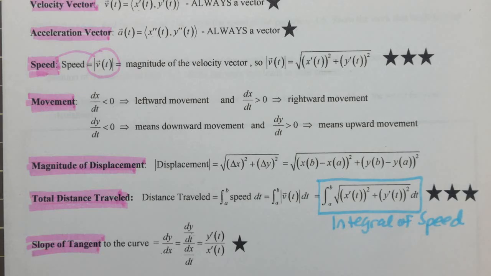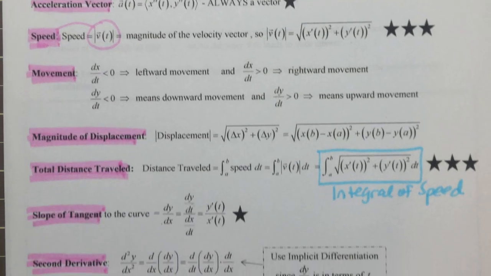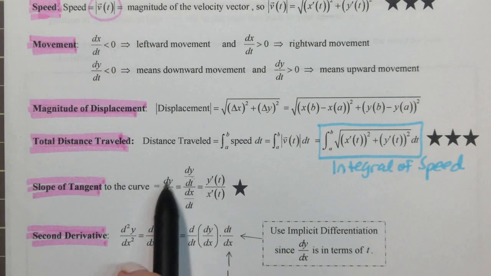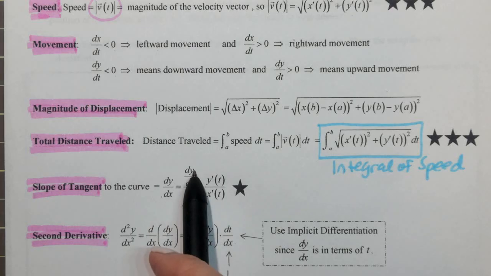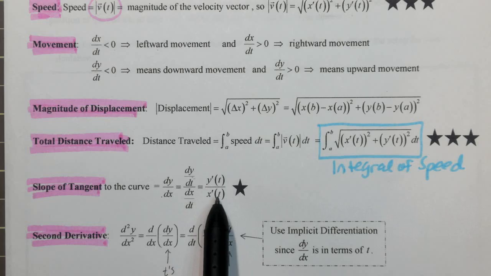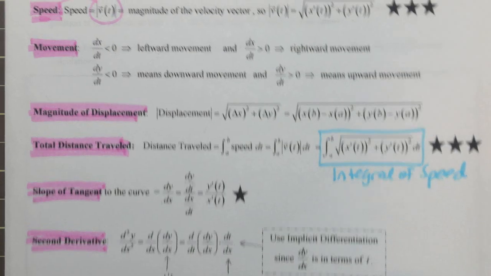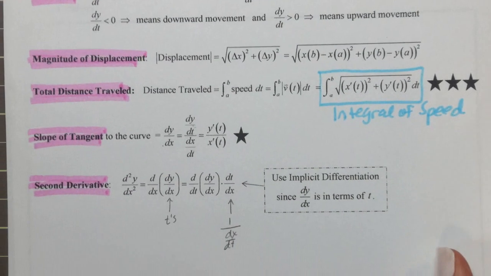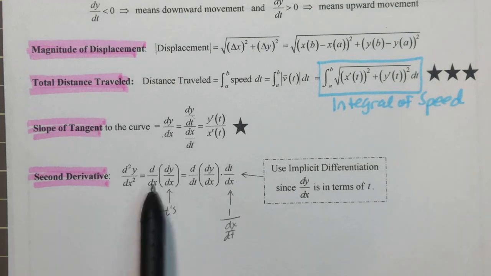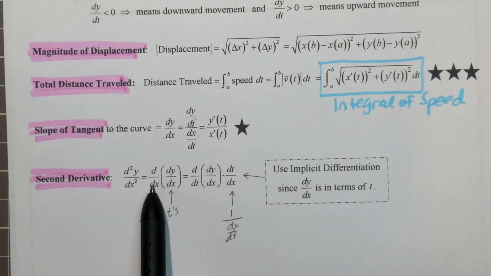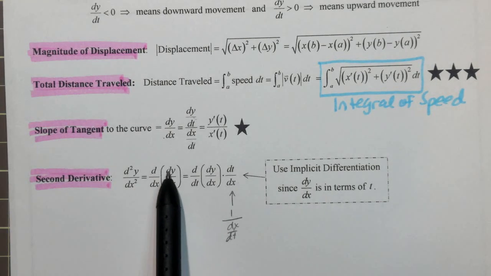The things that I have with three stars here, those are the ones that I always see. Slope of the tangent line: dy/dx, dy/dt over dx/dt, which is the same as y prime of t over x prime of t. Every once in a while you'll be asked to find the second derivative, which means you're taking the derivative with respect to x of the first derivative with respect to x.